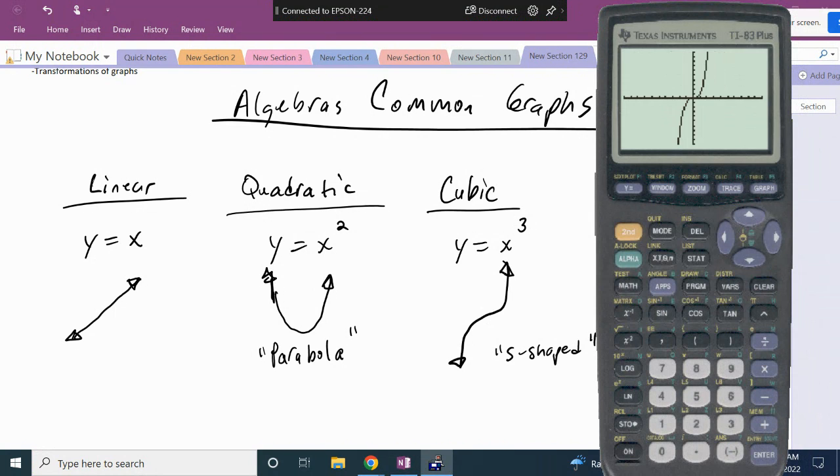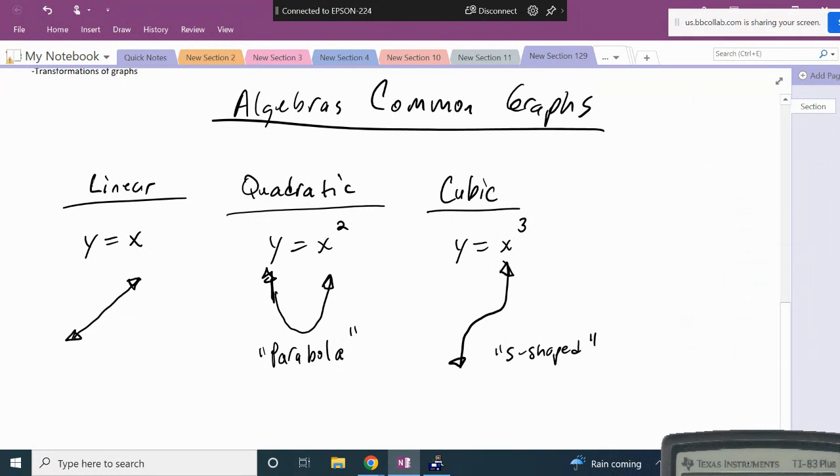Now, in the next section, we actually talk about the transformations of graphs. And what a transformation is: we can take these graphs, we can move them to the left, we can move them to the right, we can move them up, down, we can also reflect across an axis. And those would be considered the transformations of graphs.